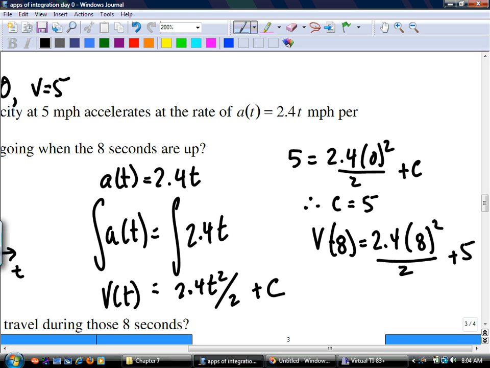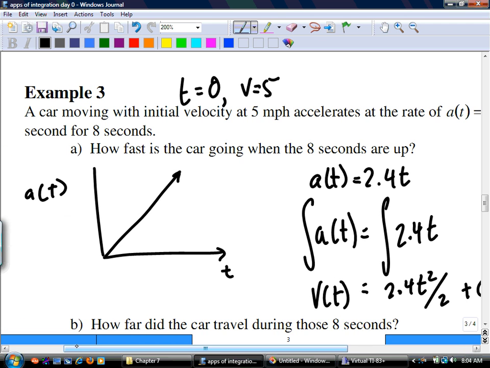I'm surprised you guys are okay with the 2.4 over 2. I would have changed it to 1.2, but is that okay? Yeah? No? Yeah? Okay.